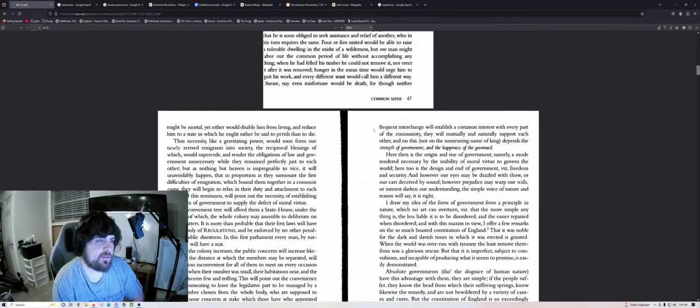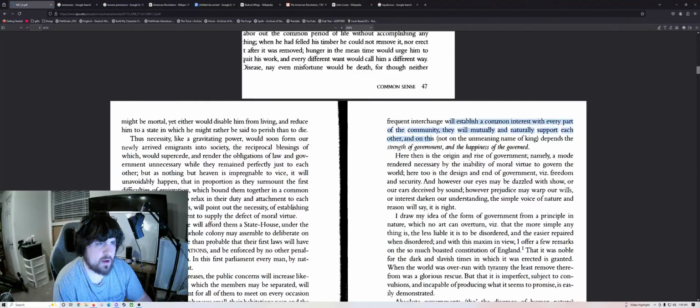And as this frequent interchange will establish a common interest with every part of the community, they will mutually and naturally support each other. Not on the unmeaning name of king, but on the strength of government and the happiness of the governed.